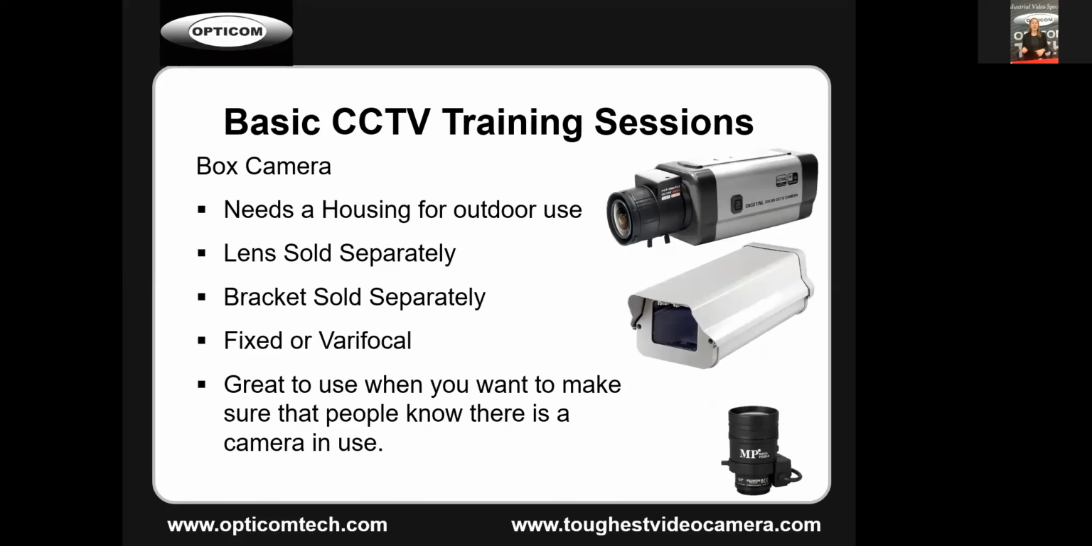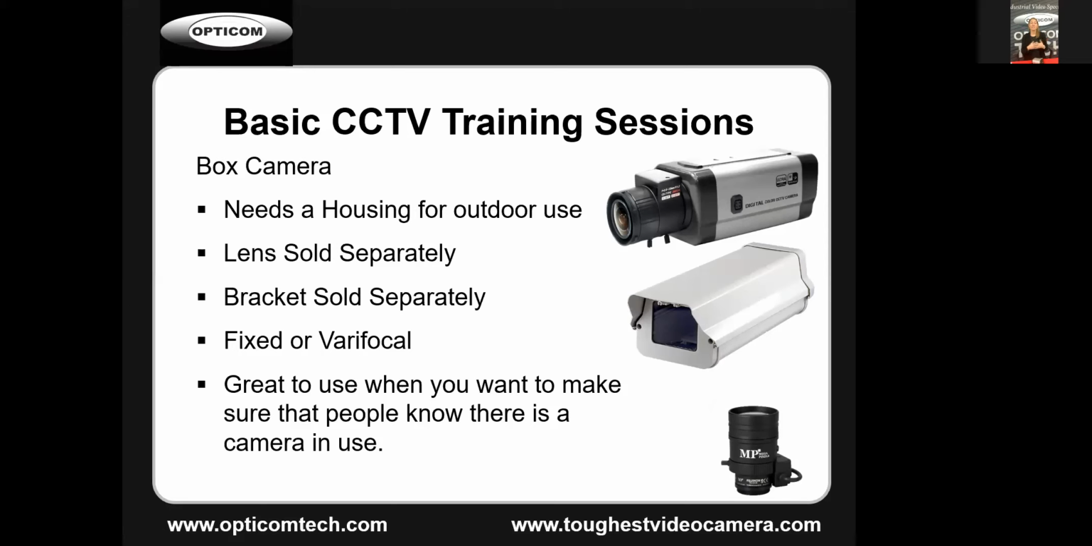All right, and then we've got a box camera, right? This is the old school camera like you see at the bank. So you have the rectangle camera, and then it goes into that housing, which is the picture in the middle. And I have one of these right here. And then you've got a lens, right? So it needs a housing for outdoor use. Otherwise, they go inside and the little bracket mounts right to them.